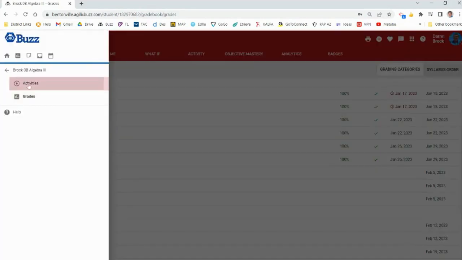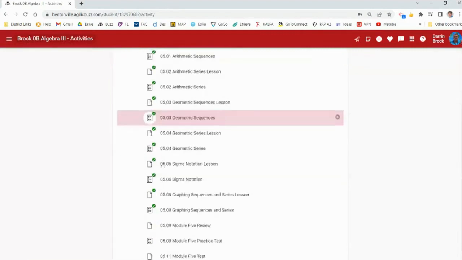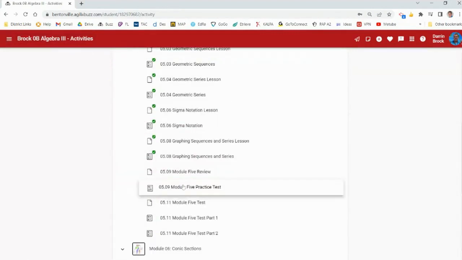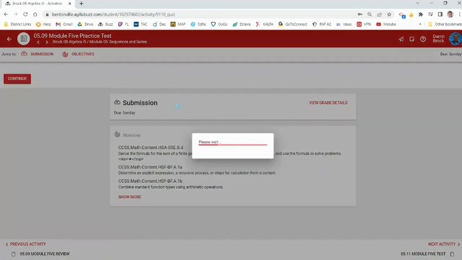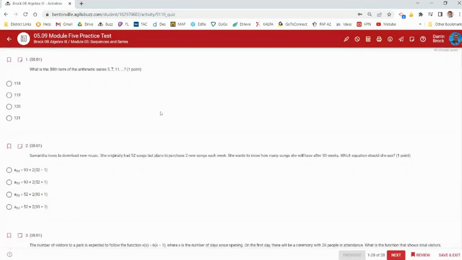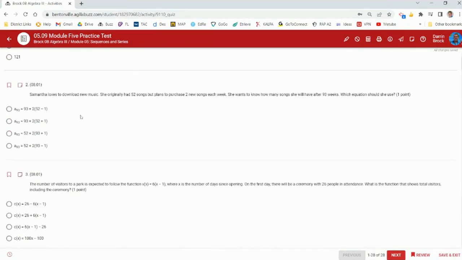Let's see, activities, practice test right there. All right, let's look at the practice test. The practice test is all multiple choice. It's about arithmetic and geometric sequences. That's what I've been doing. It's the 30th term of this sequence. You should have that formula in your notes on what to use.